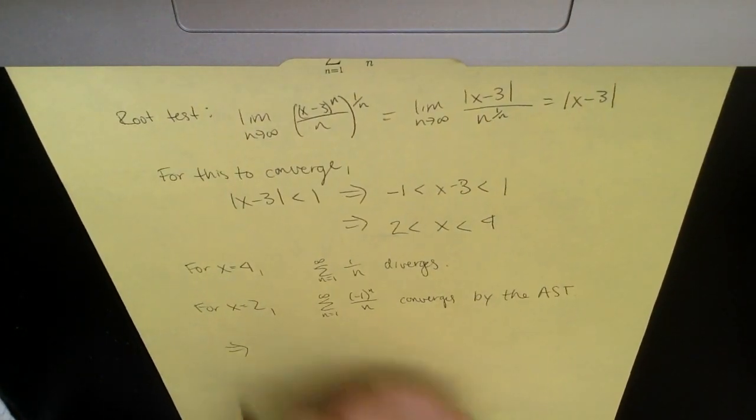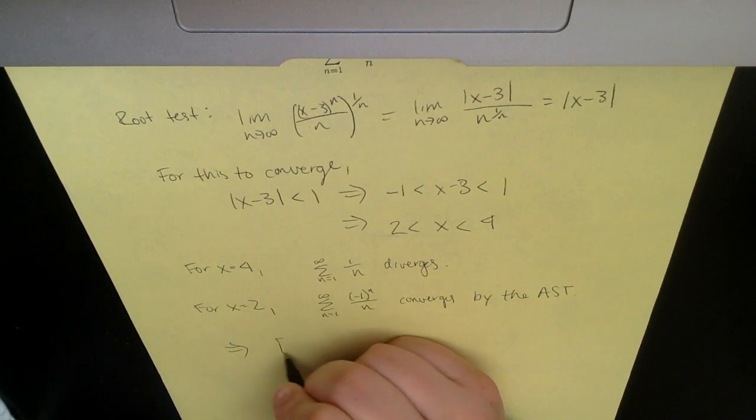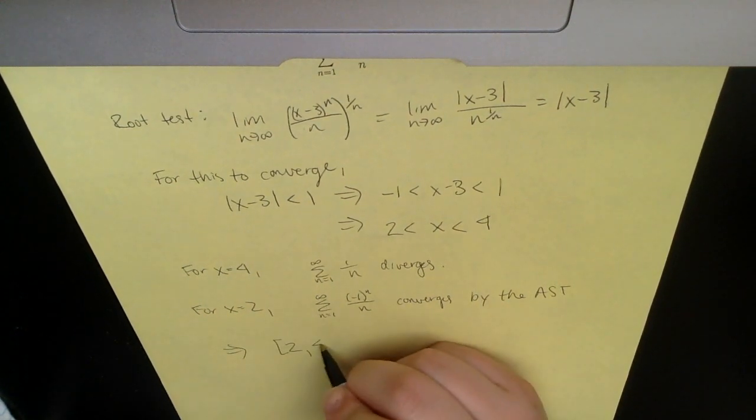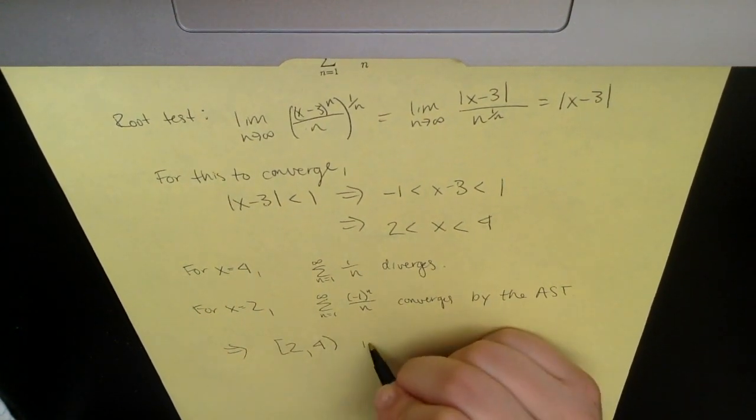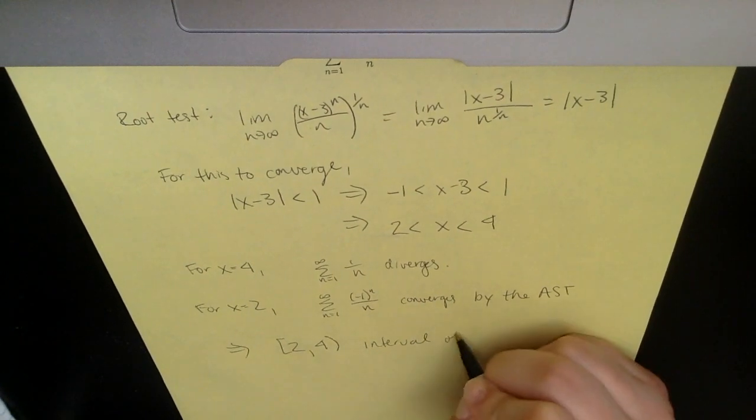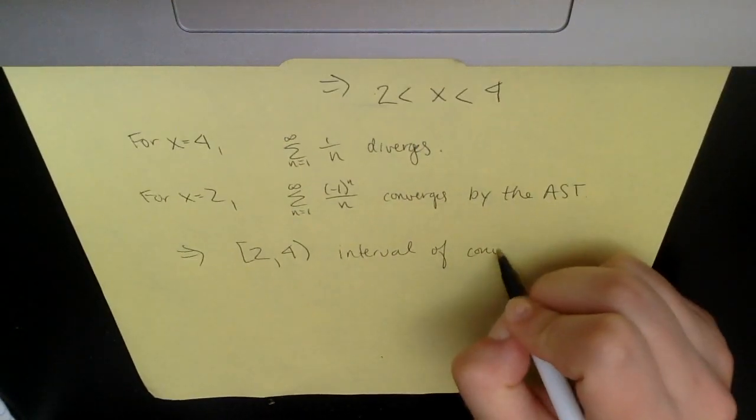So that tells us that our entire interval is, we include 2, but we don't include 4. This is our interval of convergence.